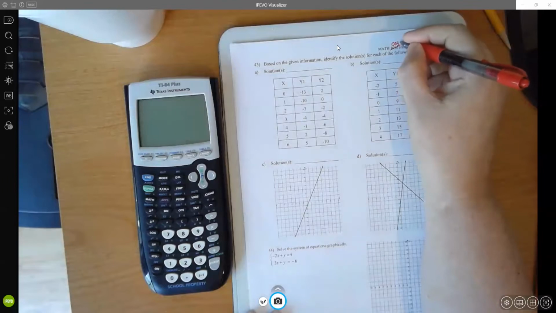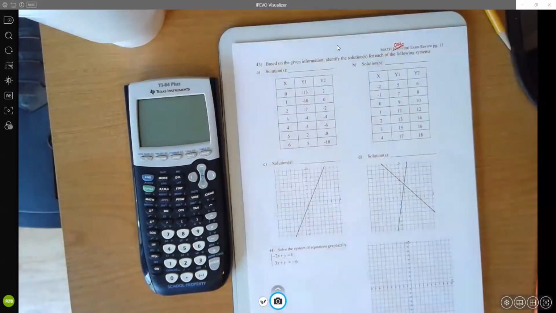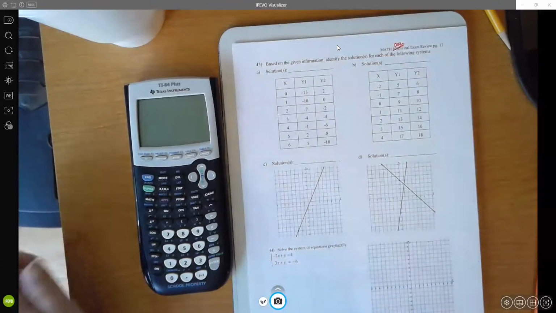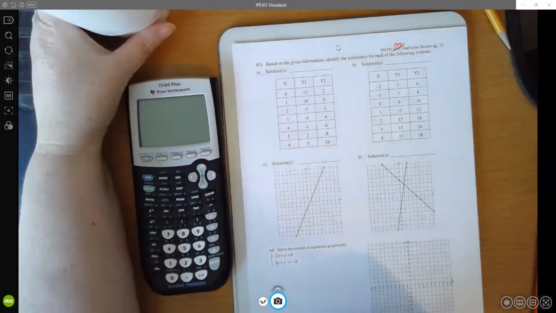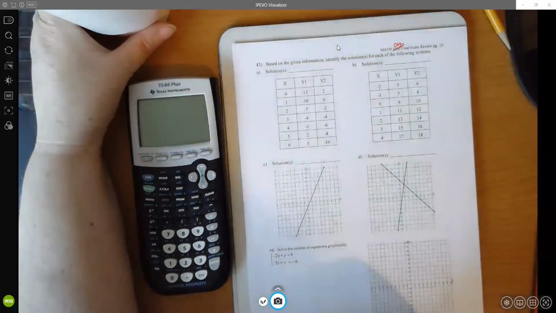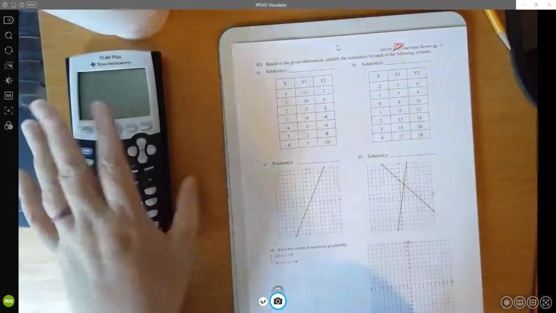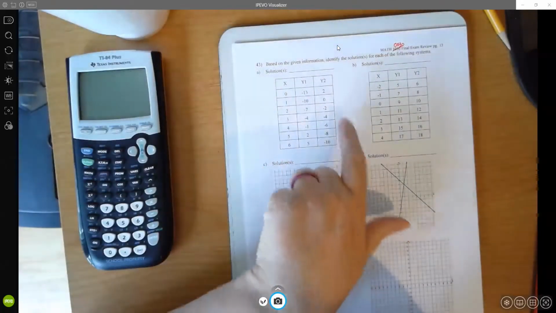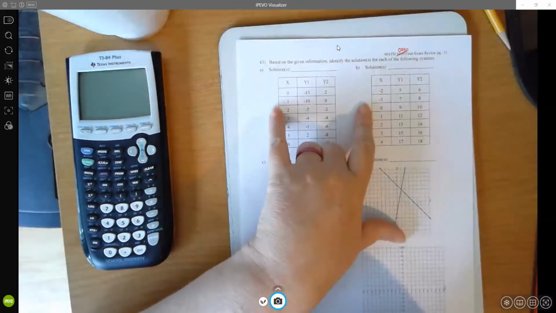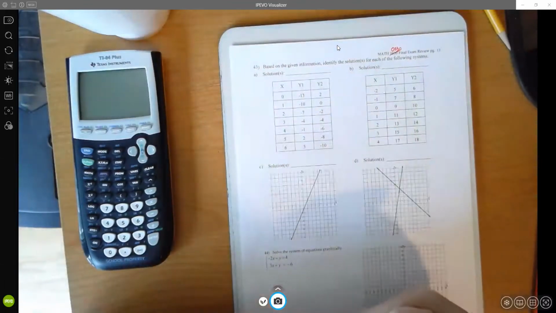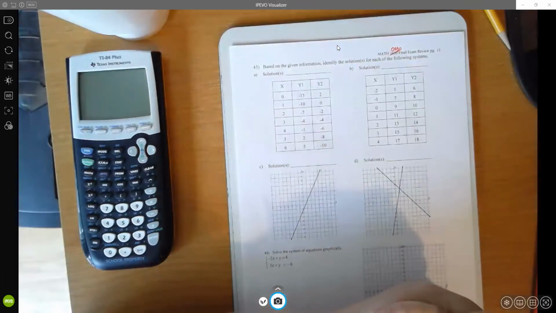Yes, I know there's a typo. And we're up to page 13 in problem number 43. Based on the given information, identify the solutions for each of the following systems, the solution or solutions and the solution for A and B. This is another one that students struggle with because, again, we're just reading the table.